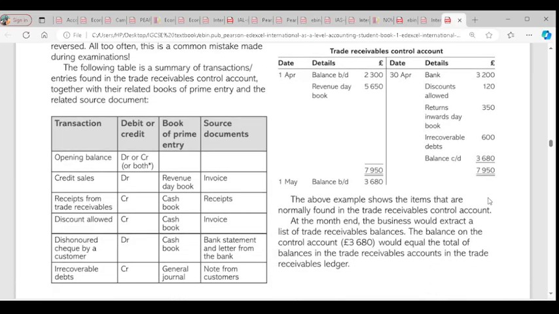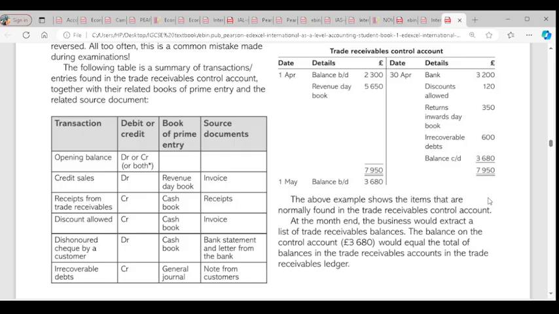So we have the transactions. So we have opening balance. For opening balance, it could be debit or credit. It could be a debit entry, it could be a credit entry. What makes it a debit entry? If the difference between the debit side and the credit side ends on the credit side, it will be a debit balance. And if the difference between the debit side and the credit side ends on the debit side, the balance brought down will be on the credit side. Okay. I think it's clear.